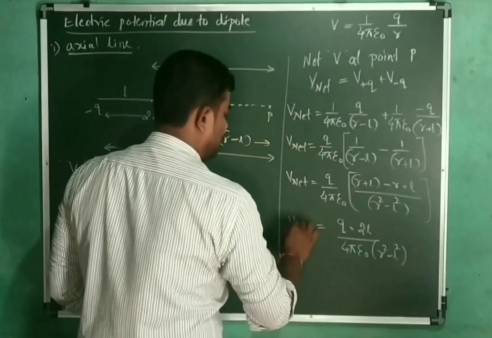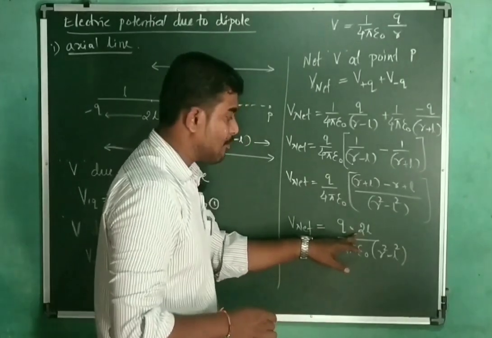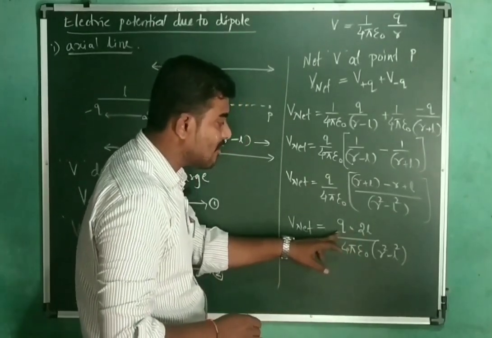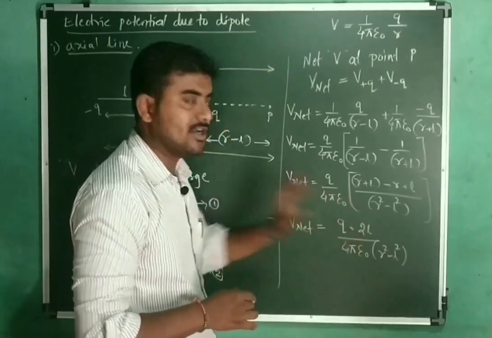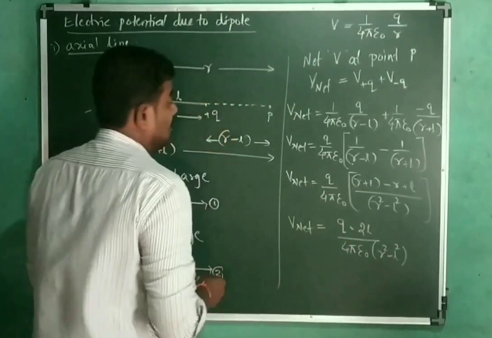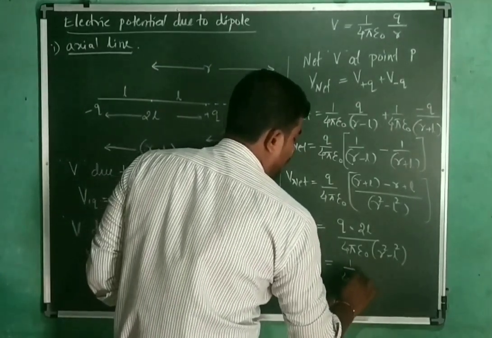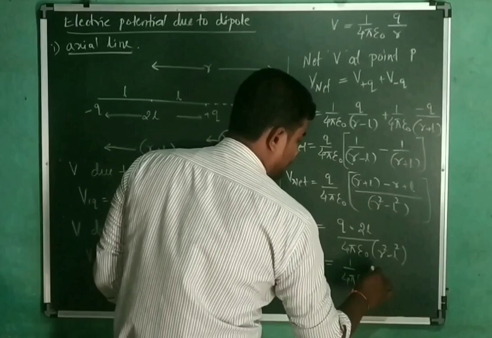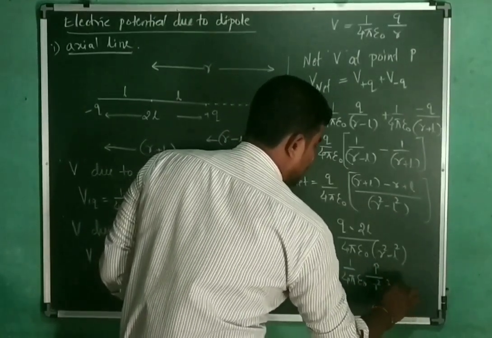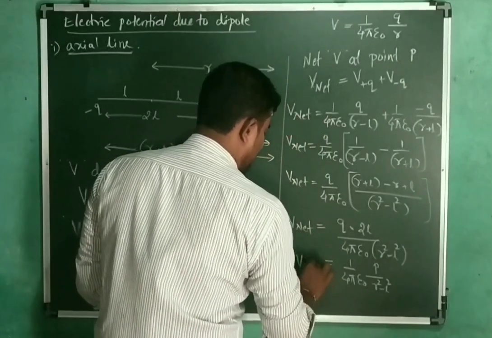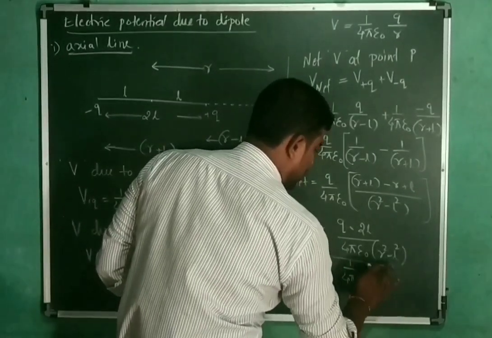Okay, so this is V net, and as you know, Q into 2L, the product of magnitude of either of the charge and the distance between them is called as what? Dipole moment. So it is 1 divided by 4 pi epsilon naught P divided by r square minus L square. This is V net, electric potential at point P on the axial line of dipole.